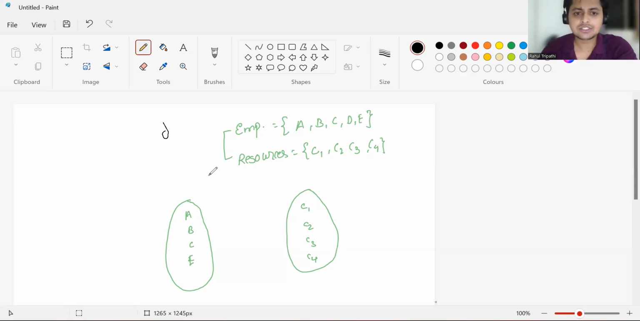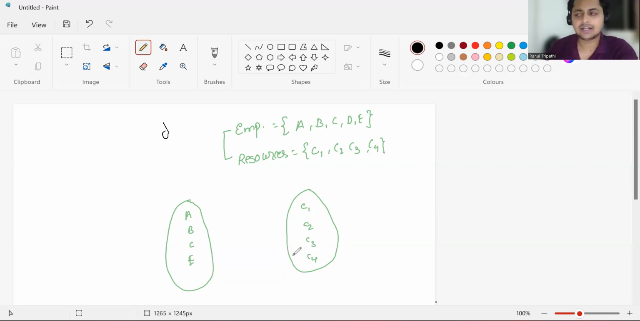Let's suppose there is one table called employee and there is another table called resource. We are going to do a mapping, and using that mapping we'll try to understand what is a relation and what is a function. So let's suppose this is a table, and for each employee, let's suppose the names are C1, C2, C3, C4.